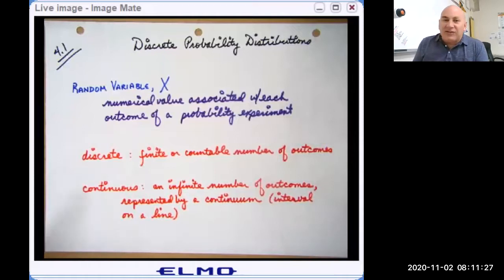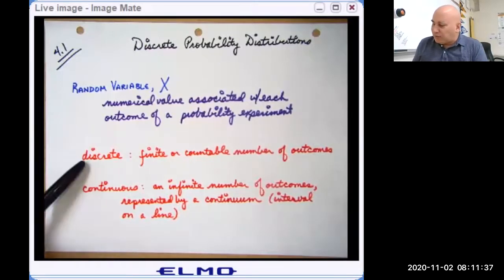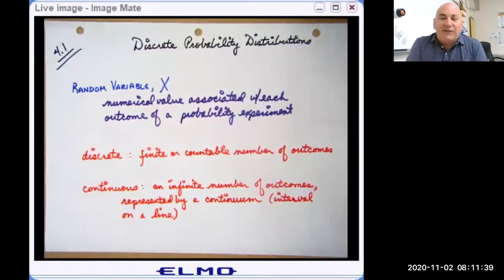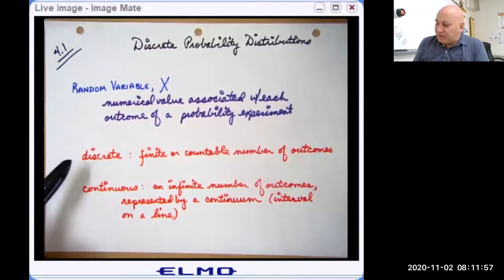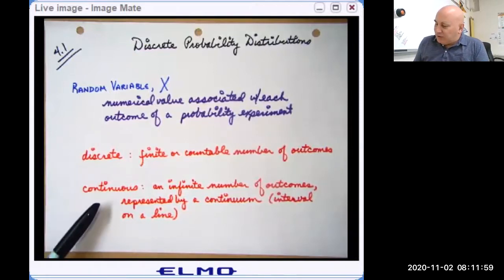And as I said, this chapter is about discrete probability distributions. Well, we need to know what discrete is and how to contrast that with continuous. So a discrete distribution has a finite number of outcomes. If you roll a die, there are only 6 outcomes. If I'm randomly choosing students in a class of 30, one at a time, there's only 30 possible outcomes. Those are discrete distributions. Continuous distributions have an infinite number.